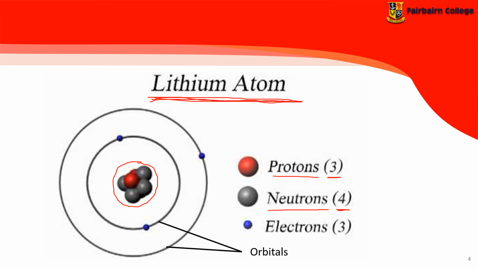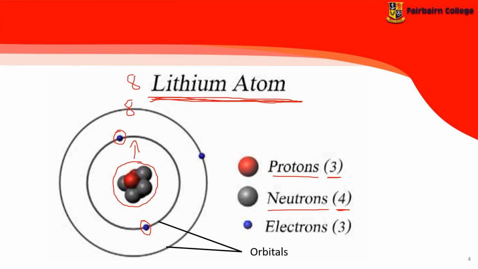Then you draw the orbitals, which are the rings or circles around the nucleus where the electrons are found, and you draw the electrons in the orbitals. Now this is where things get a bit more complicated compared to grade 8, because there are more than one orbital and there are 3 electrons, so where do you draw the electrons? Well, it's actually quite simple. We fill the electrons from the inside outwards, and each orbital can take a certain amount of electrons. The first orbital can take 2 electrons, and the second and third orbital can each take 8 electrons.